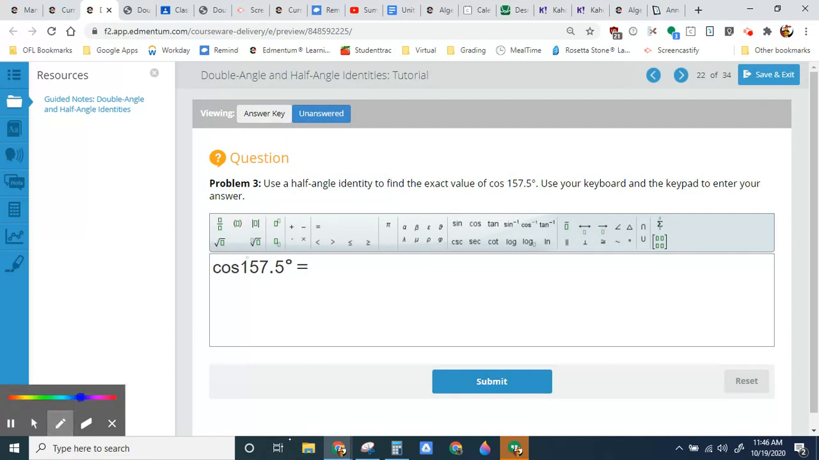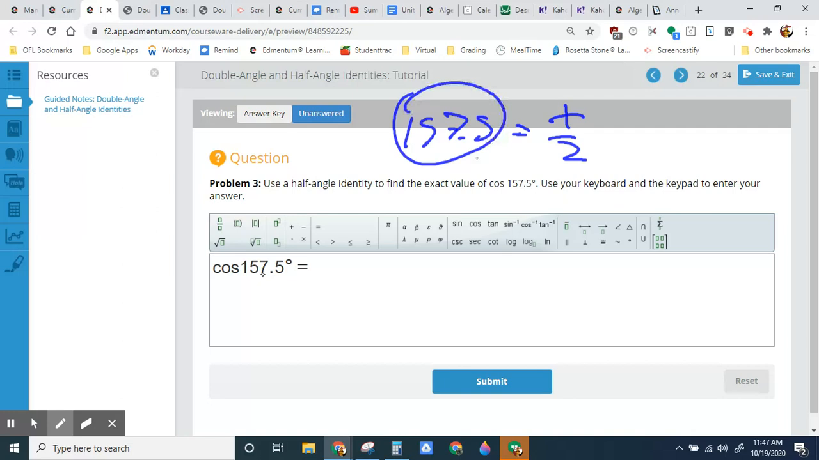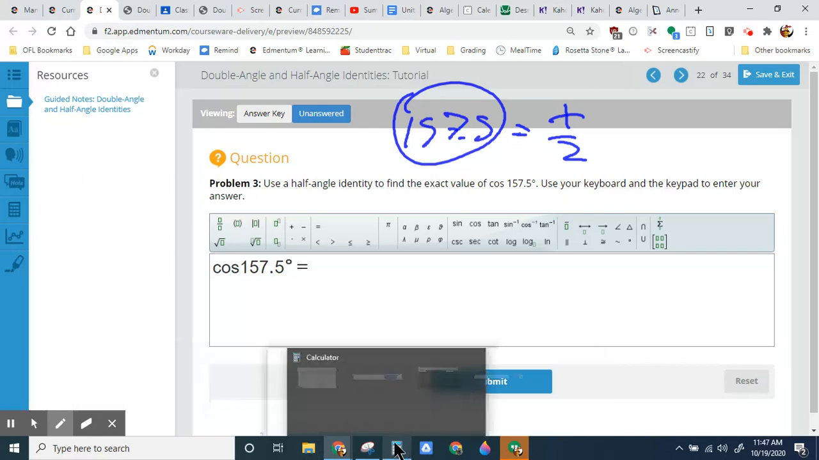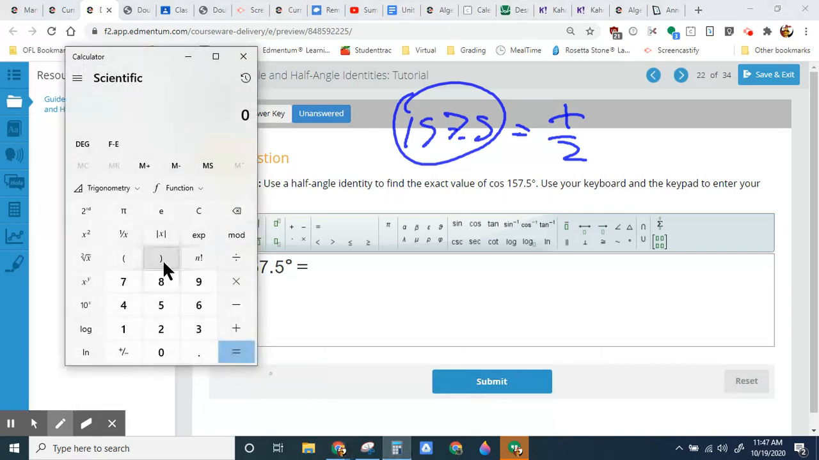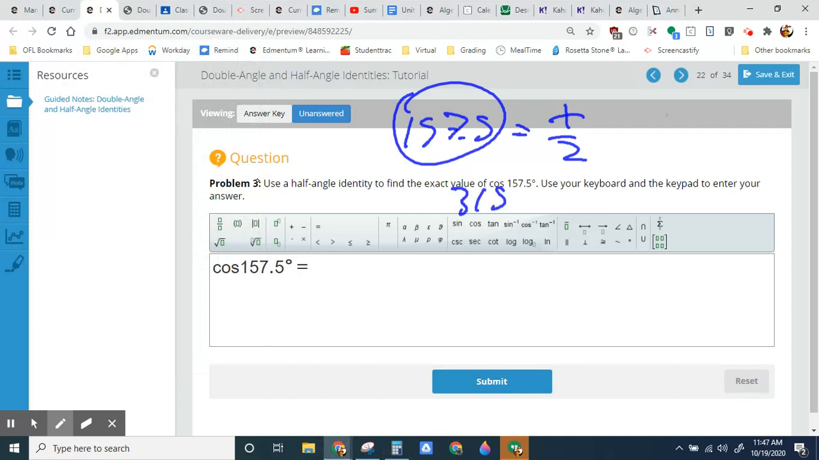So looking at this one, we're obviously not going to use a double angle formula because we're not going to cut this in half. This is the half. So what angle are we actually talking about? If this is half of an angle, we need to double this angle to figure out it's half of what angle. So let me grab a calculator here. We're going to do 157.5 times 2, we get 315.